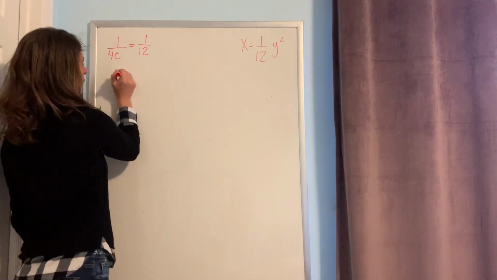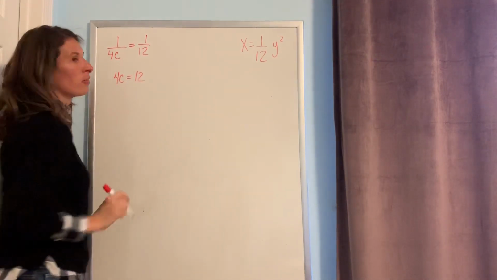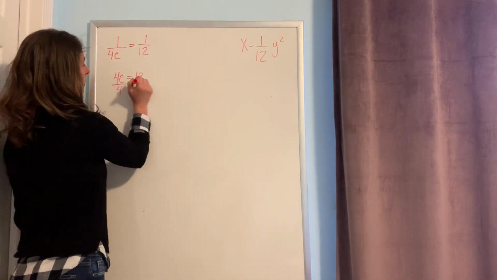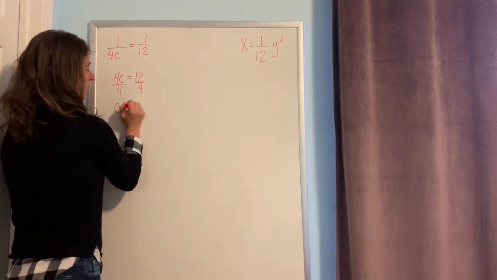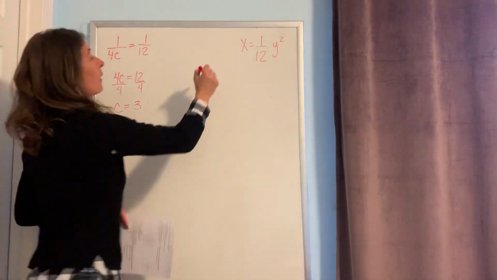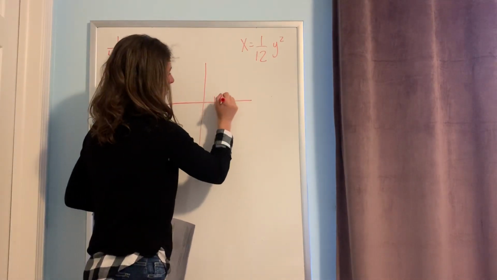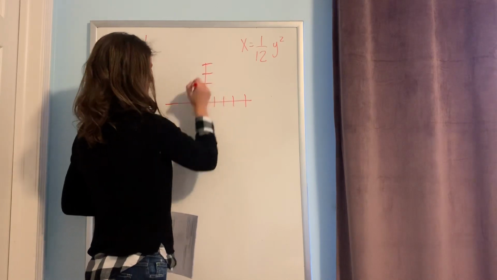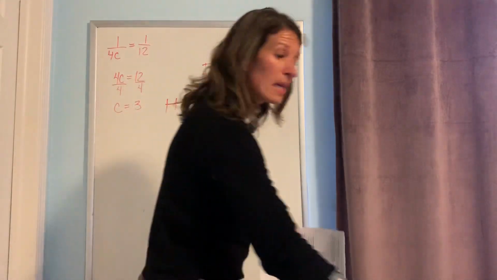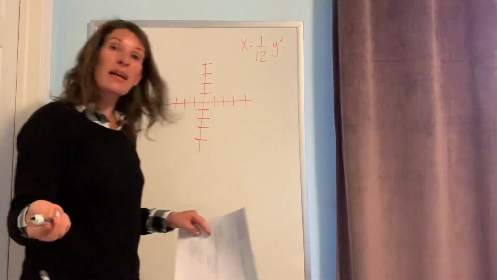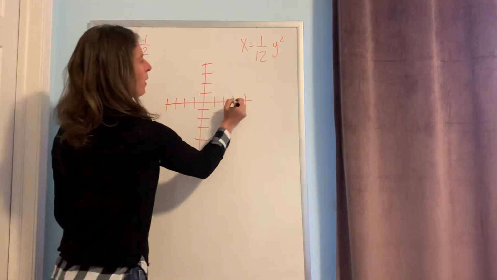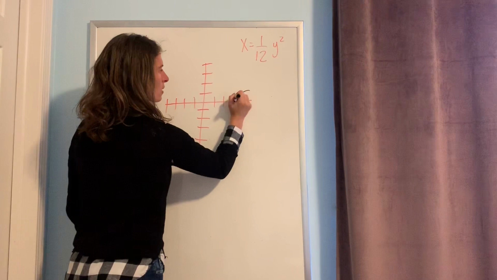So that means that 4c is equal to 12. And then we have to solve for c. So we're going to divide by 4. So c is equal to 3. So my focus is equal to 3. Now, is it 3 on the x-axis or on the y-axis? We already said it was on the x-axis because of our equation. So it's at a positive 3. That's my focus.